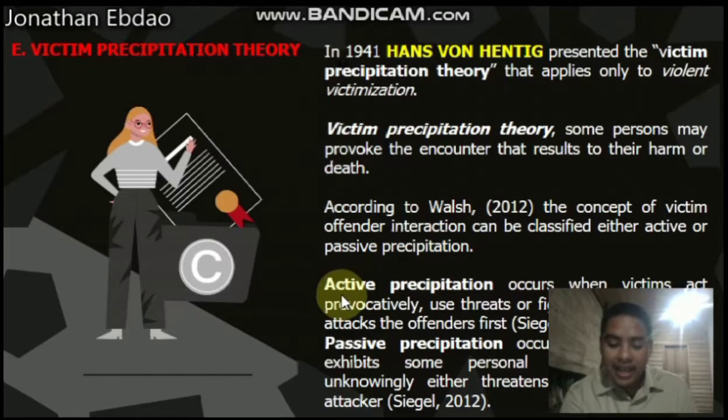The active precipitation occurs when victims act provocatively, use threats or fighting words, or even attack the offenders first. And the second one is the passive precipitation, which occurs when the victim exhibits some personal characteristic that unknowingly either threatens or encourages the attacker.